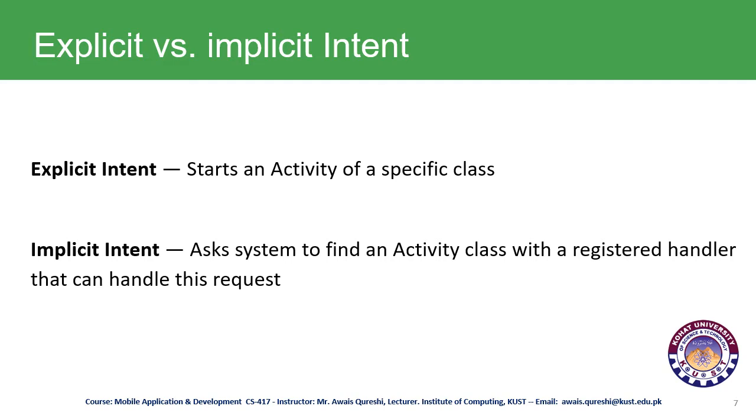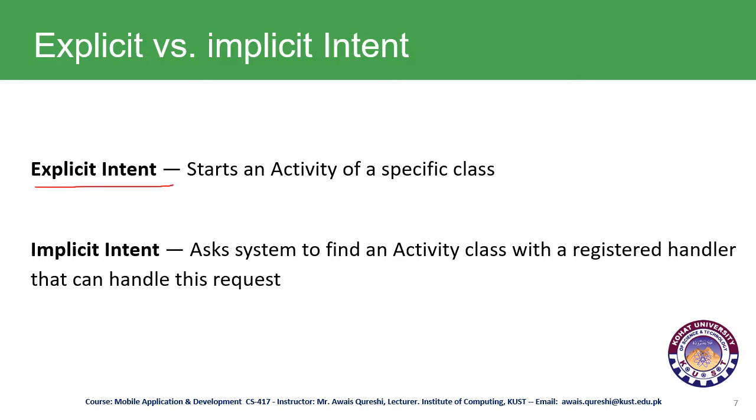So there are two types of intents. One is called explicit intent and the other one is called implicit intent. Implicit intent is the default, and explicit intent is not. This means that explicit intents need proper rules and mechanisms with the help of which we call them, and implicit intent is not as rigid as explicit intents. Explicit intents are used to start an activity of a specific class. If you want to start an activity of a specific class, then we can use an explicit intent.